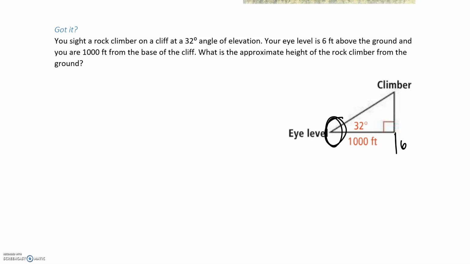So we're about 1,000 feet away from the cliff, and we want to know the height of the rock climber from the ground. So we need to find this side right here. Remember that this is the opposite and adjacent sides, which means we're going to use tangent. So we're going to have tangent of our angle, which is 32, equals the opposite, which is X, over our adjacent, which is 1,000.